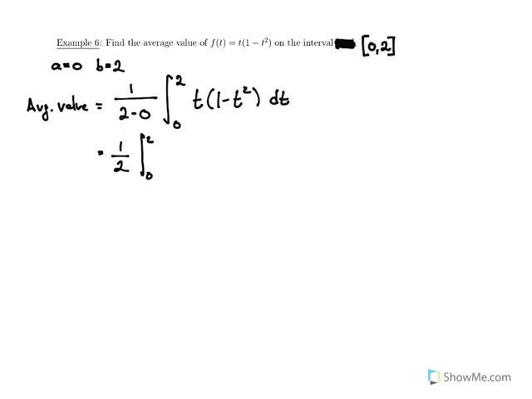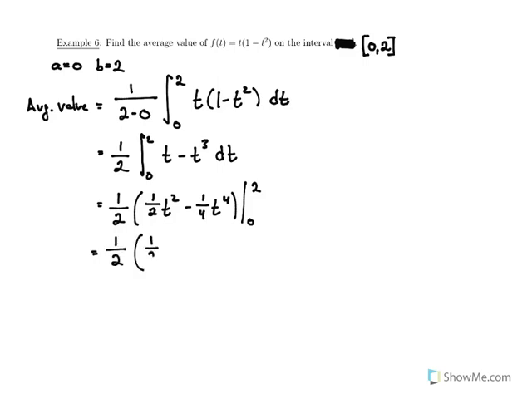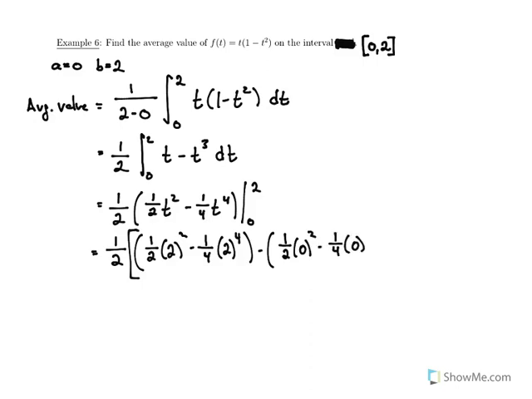To deal with that t times 1 minus t squared, we can distribute the t, which gives us t minus t cubed. And the 1/2 out in front, find an antiderivative of t, that'll be 1/2 t squared. Find an antiderivative of t cubed, that's going to be 1/4 t to the 4th, reverse power rule on both of those. We're going to evaluate from 0 to 2. This will give us 1/2 times 1/2 2 squared minus 1/4 2 to the 4th, minus 1/2 0 squared minus 1/4 0 to the 4th.